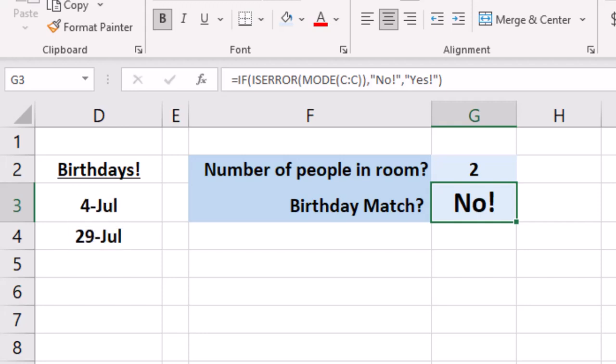Okay, this is getting pretty boring, and it's not hard to understand why they're most likely not going to be a match with just 2 people in a room. That second person has to match exactly the first person.